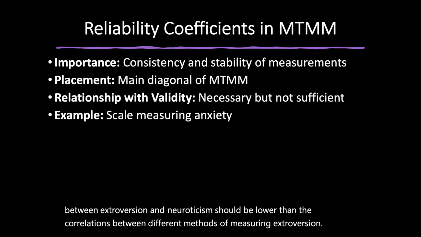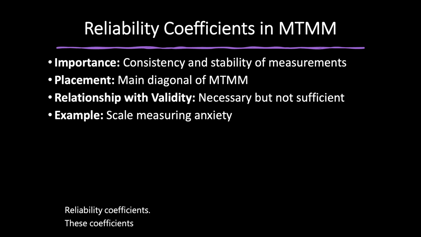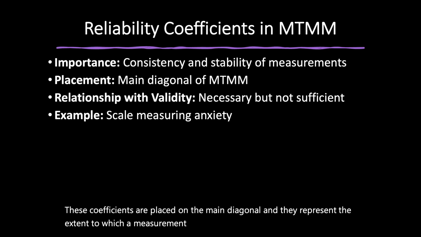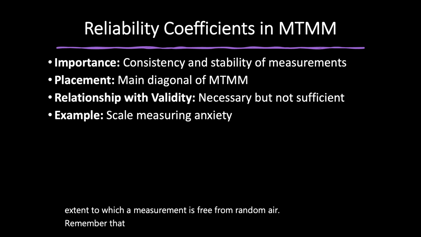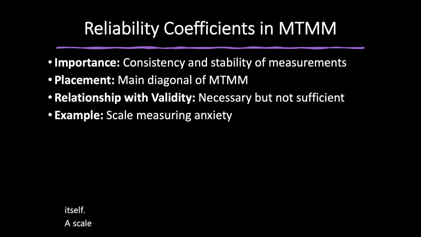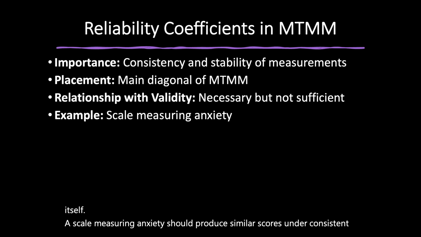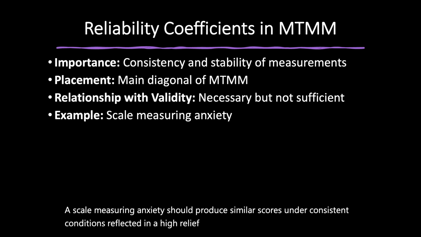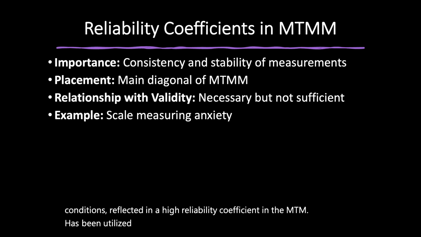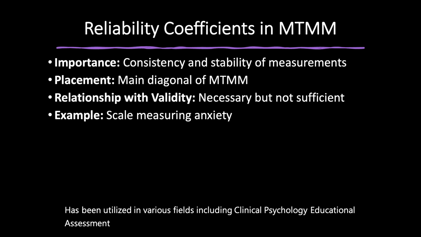Reliability coefficients. These coefficients are placed on the main diagonal, and they represent the extent to which a measurement is free from random error. Remember that while reliability is necessary for validity, it's not sufficient by itself. A scale measuring anxiety should produce similar scores under consistent conditions, reflected in a high reliability coefficient in the MTMM. MTMM has been utilized in various fields, including clinical psychology, educational assessment, and organizational behavior.